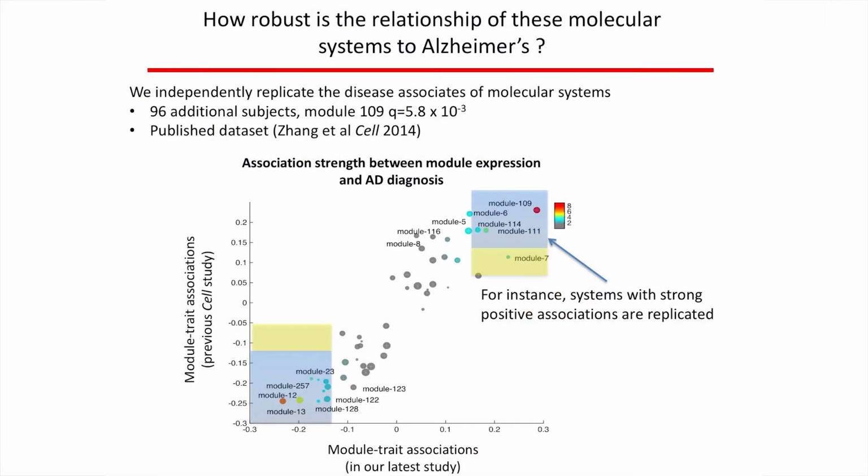How stable are these modules? What we did is we repurposed a data set from our colleague Bin Zhang at Mount Sinai, where we imposed our definition of the modules that we defined and repeated the analysis in relationship to Alzheimer's disease. These are the results for each module in our study on this axis. On the y-axis, the results from Bin's data that we repurposed for this purpose. And you can see that the results between the two data sets are highly consistent, showing the reproducibility of this module level analysis.